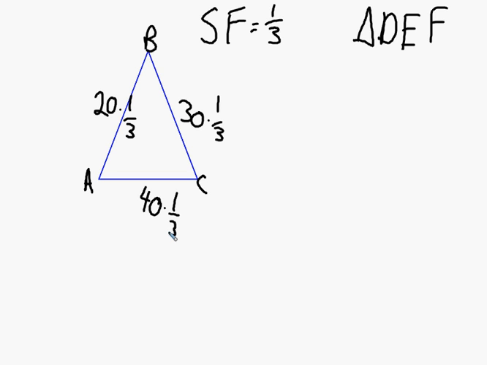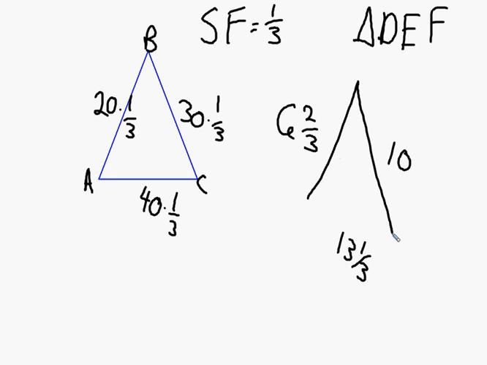So I'll take 20 times 1/3. I get 6 2/3. You might have got 6.6 repeating. It's the same thing. I just switched over to the fraction. 30 divided by 3 is going to give me 10. And 40 times 1/3 is going to be 13 1/3. So these are the new dimensions for the triangle that we have created, D, E, F.